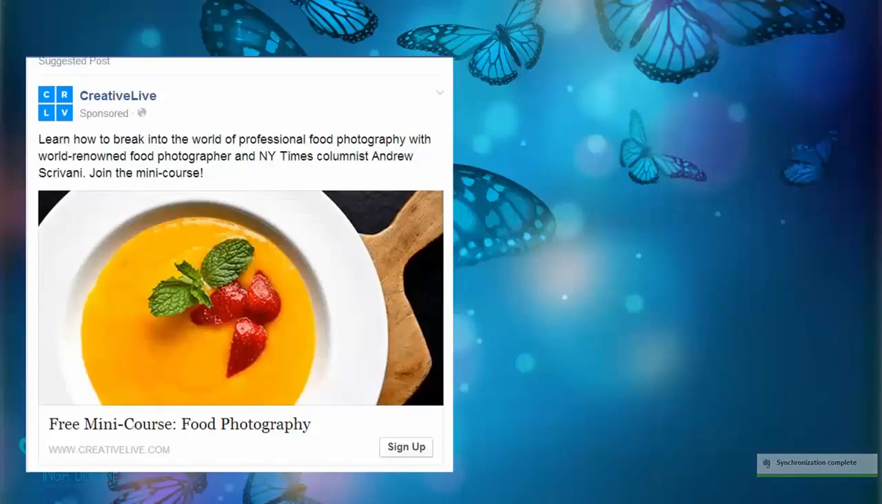You can see that pictures of food are usually very appealing, especially when they're done in a nice, professional way. But also be mindful of your topic: you can't use a picture of food when you talk about automated sales and marketing. However, here, Creative Live talk about food photography, so it makes sense to put a picture of food.